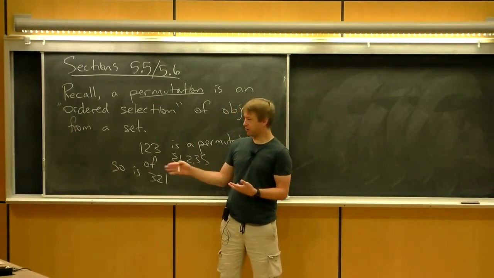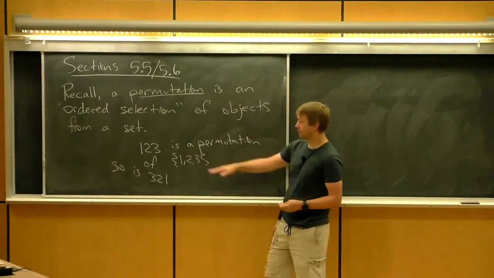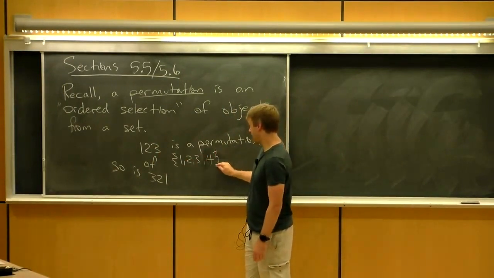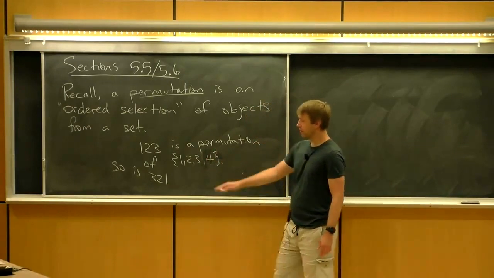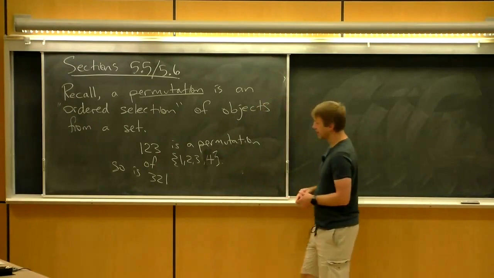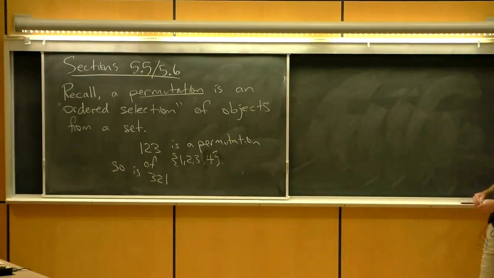And we also saw that you don't have to arrange all the elements. So if I took the set 1, 2, 3, 4, 1, 2, 3 is also a permutation of 1, 2, 3, 4. And so is 3, 2, 1. And those are different permutations because they have different orders.